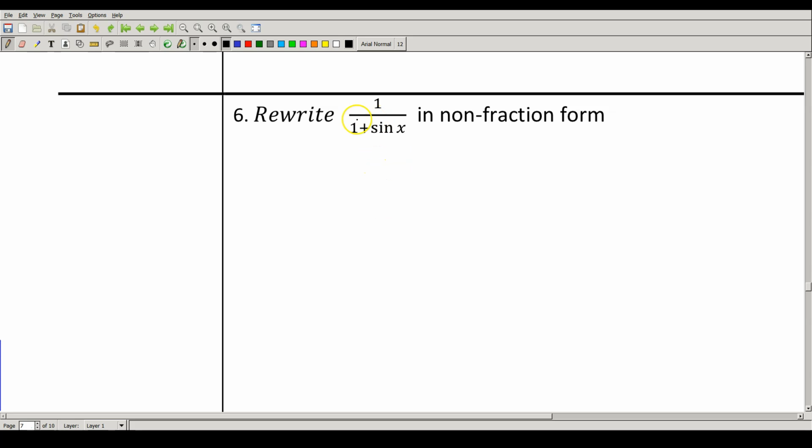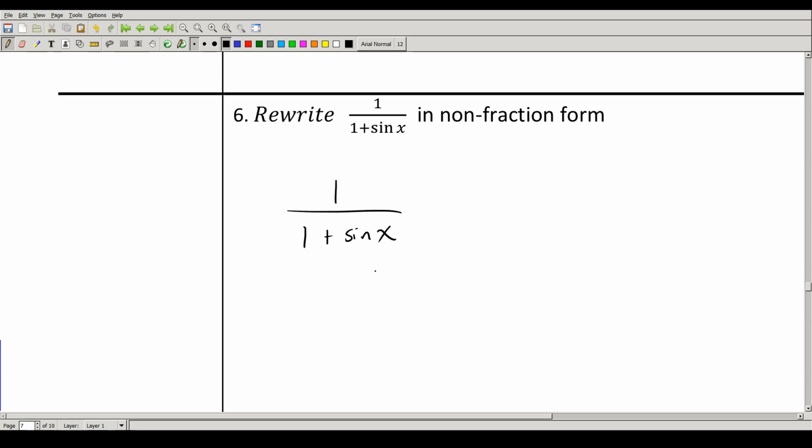This is one where we're taking 1 over 1 plus sine theta, and we want to try to write it as a non-fraction. Get rid of the fraction. Okay, so kind of a weird one, right? You're not adding any fractions together. You're not factoring. You're not changing things to sines and cosines. We're just trying to make this not a fraction.